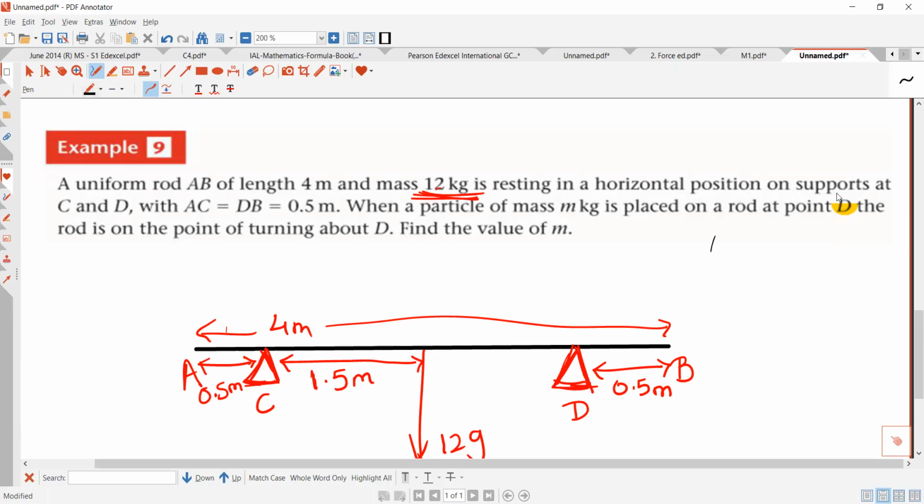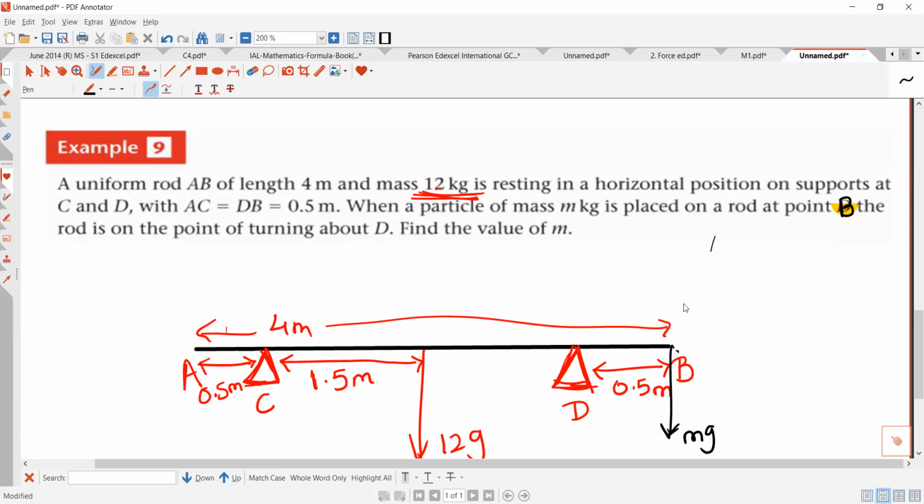Actually, this is wrong. This has to be B, okay? It's wrong. They wrote it wrong over here, and that's why I think I shaded it. It should be B. So when there was a mass B over here, mass B, mg, it started tilting.